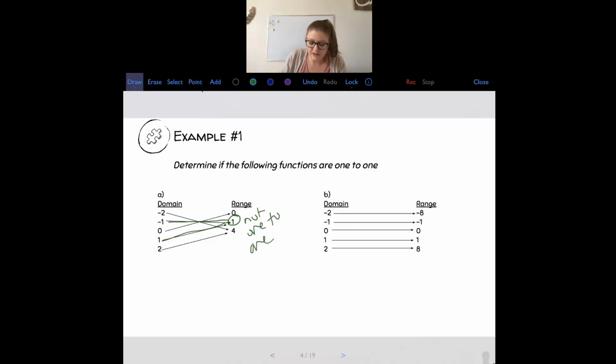Okay. If we look over at part B, we have -2 going to -8, -1 going to -1, 0 going to 0, 1 going to 1, 2 going to 8. So for each element in the range, there's only one corresponding element in the domain. So in this case, part B, this is one-to-one. Let me spell that right.